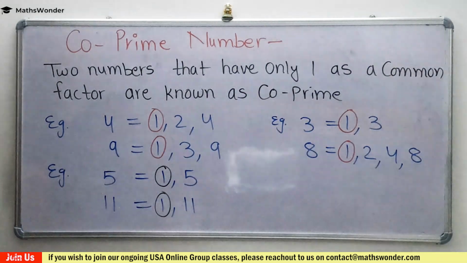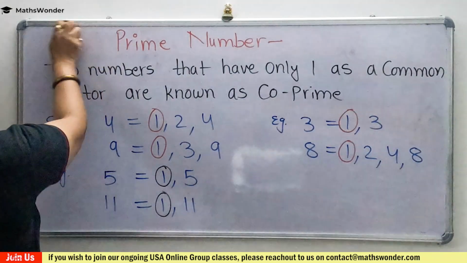Two natural numbers are co-prime if their HCF is 1. HCF means only divisible by 1, no other number. Two natural numbers are co-prime numbers if they have no common factor other than 1. Understood? Other than 1.